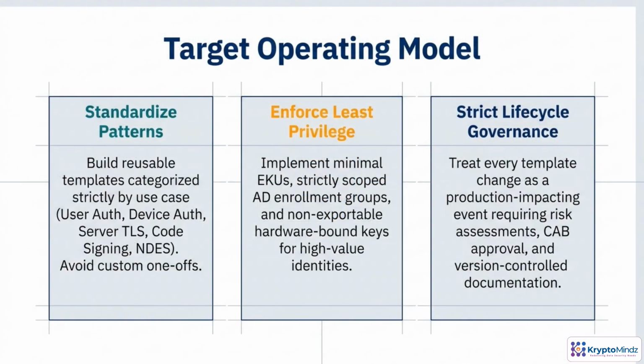Overall, think of your certificate templates as a product line, not ad hoc tickets. First, standardize patterns. Keep a small, well-defined set of templates per use case. That's what makes automation, support, and audits manageable. Second, enforce least privilege. Keep EKUs minimal, scope enrollment groups tightly, and use non-exportable, hardware-backed keys for anything high value. One overprivileged template can undermine the entire PKI. Finally, treat lifecycle governance seriously. Any template change should go through risk review, CAB, and documentation, just like changing a critical production service.